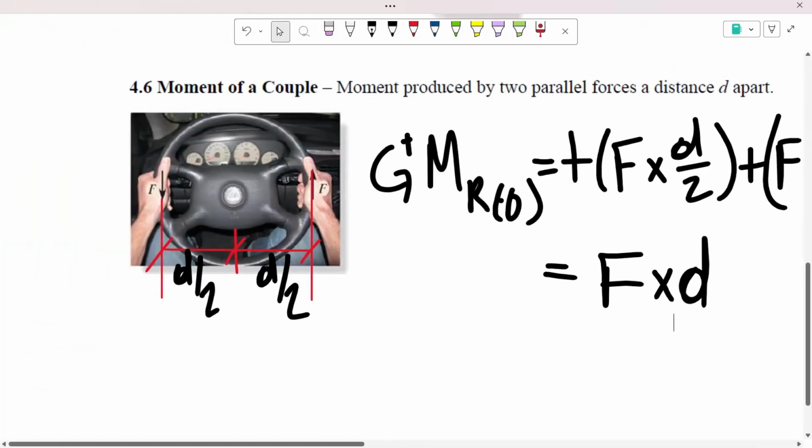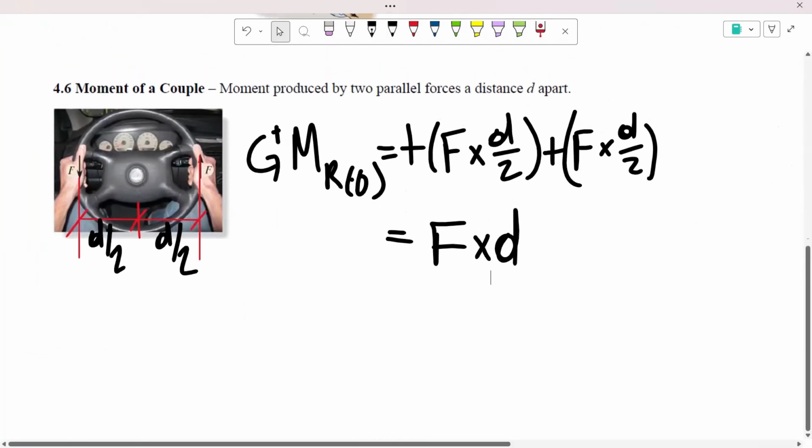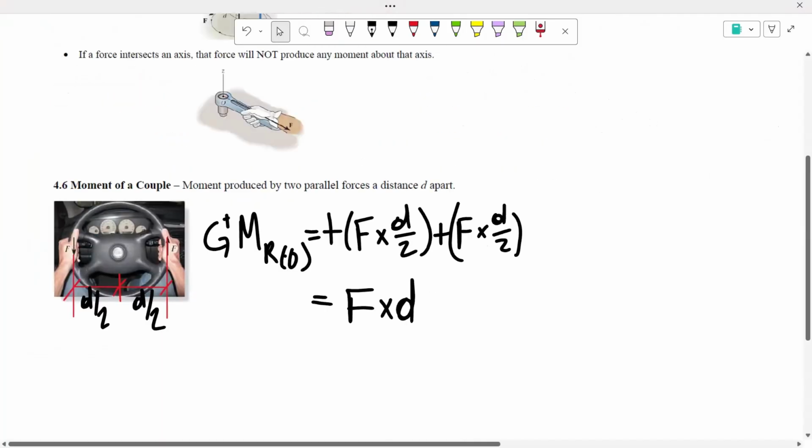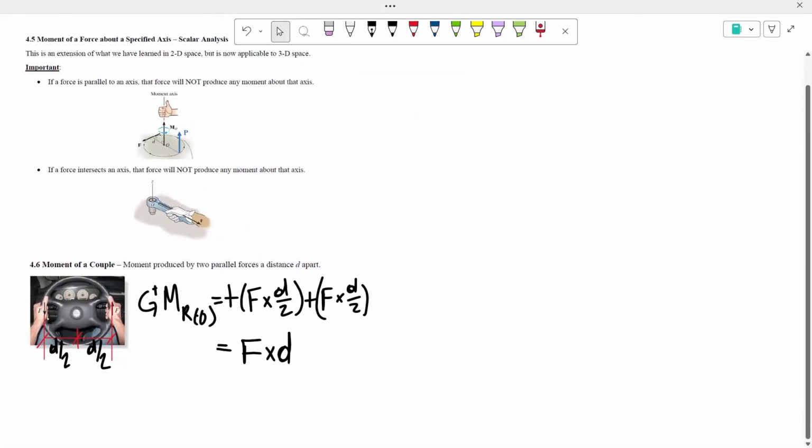So that's why, when you have a couple, the moment of that couple is going to be the same as one force times the distance. And we're going to be showing some examples of what I talked about in sections 4.5 and 4.6 in the upcoming videos, where I will be doing multiple examples showing how this comes into play.